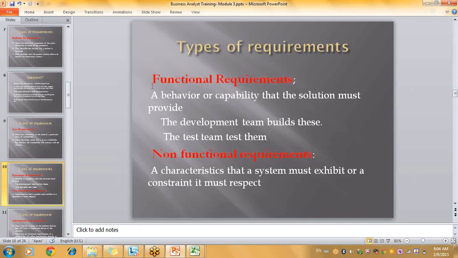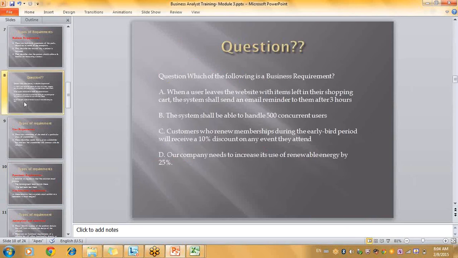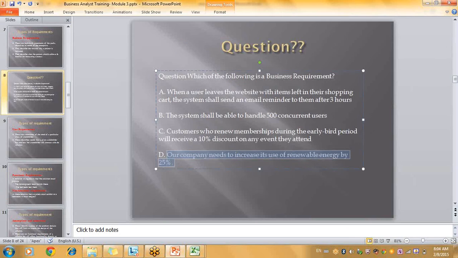A testing team cannot go and test the business requirement, right? So when we get a business requirement, we break it into system requirements and give it to the IT team and the various stakeholders in it, wherein the development team will be building these functional requirements and the testing team will be testing them, right? I cannot tell the IT team that my company wants requirement number D. How will they implement it, right?